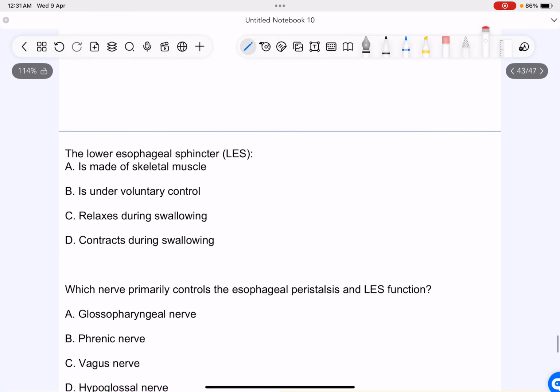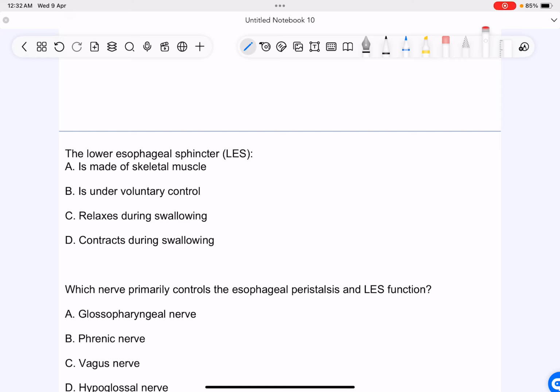So the lower esophageal sphincter, is it made of skeletal muscle? No, it is smooth muscle. Is it under voluntary control? No, it is under involuntary control. Does it relax during swallowing? No, it does not... Sorry, yes, it relaxes during swallowing. I was reading contract. So when you take food, the upper sphincter relaxes as well as the lower also relaxes.